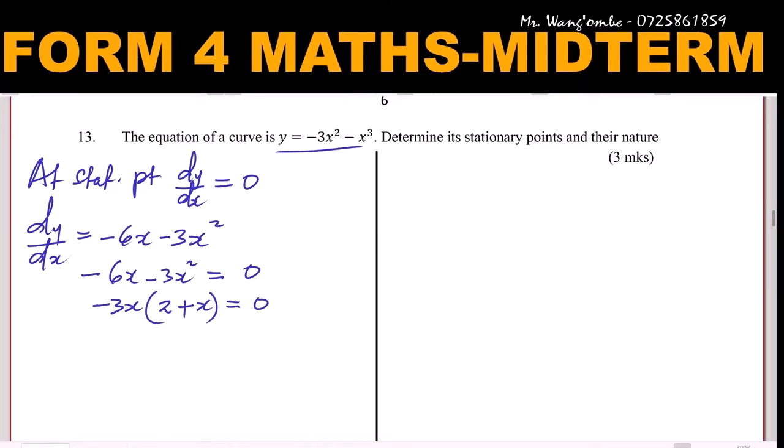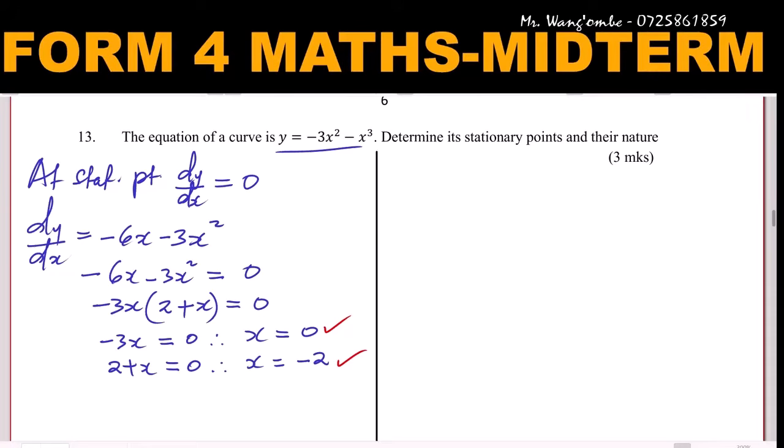Confirming, we have two values of x at the stationary points. So negative 3x equals 0, so the first one will be x equals 0, or 2 plus x equals 0, so x will be negative 2. So these are the two values of x at which the gradient will be 0. These are the x coordinates of the stationary points.